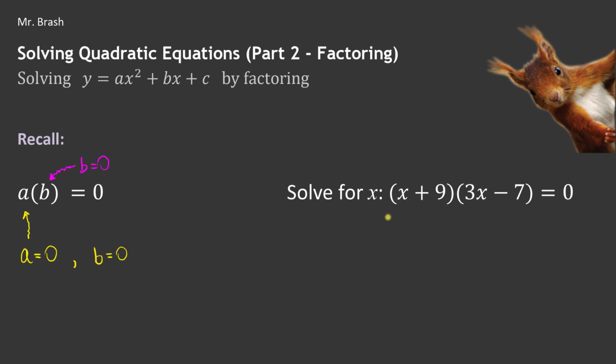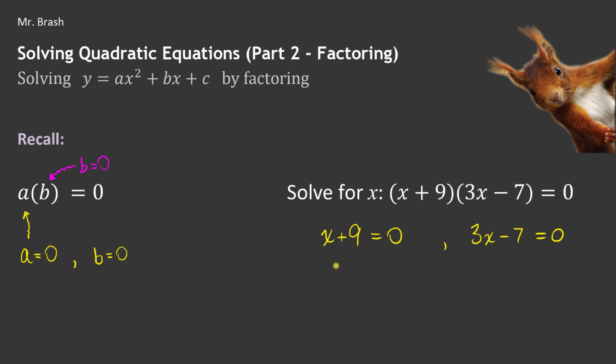So we might be asked to solve for the value of x. Essentially, I've got an a here, which is my x plus 9, and a b here, which is a 3x minus 7. If x plus 9 is my a, then I can say x plus 9 is 0. Or, and I can use a comma for that, doesn't matter, 3x minus 7 is 0, just like my a was 0 or my b was 0. We were asked to solve for x.